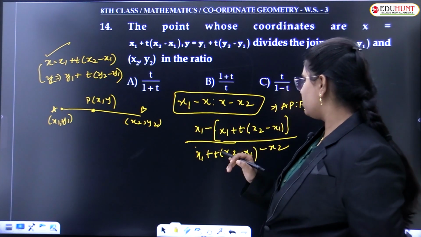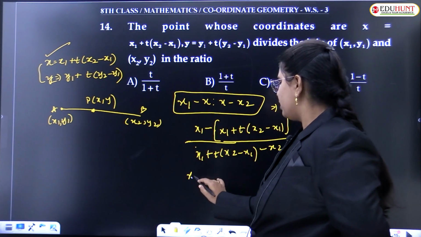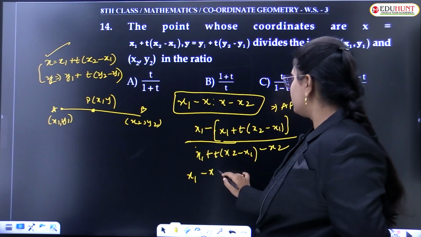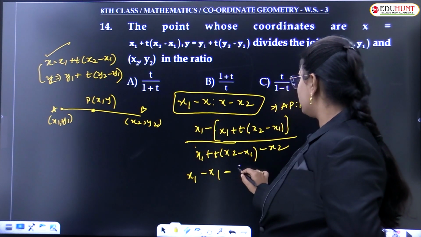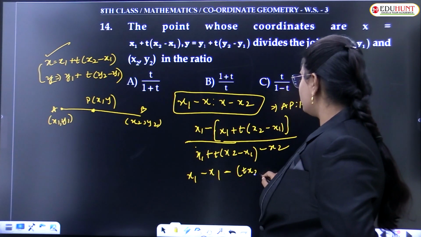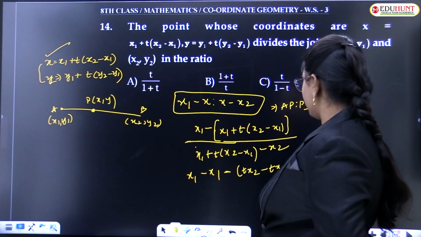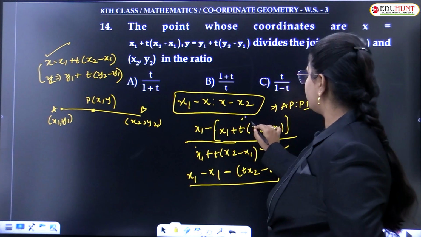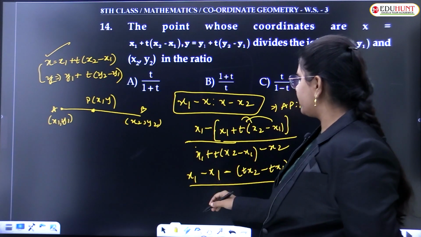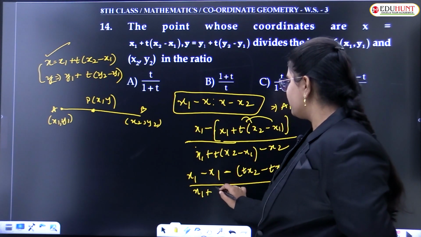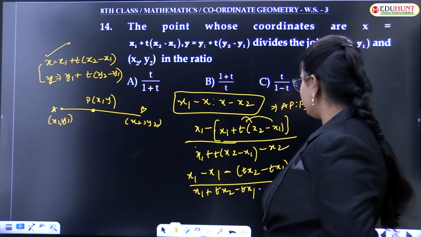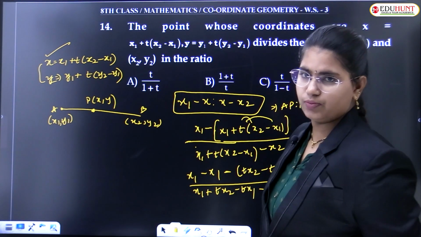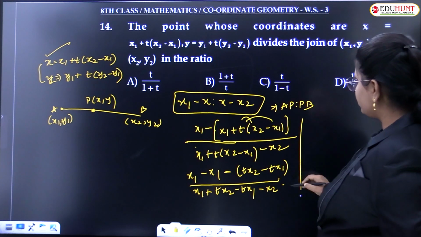So simplify it. x1 minus x1, multiply with it. So this will be plus into minus, minus, right? tx2 minus tx1. I am multiplying with t to eliminate the bracket. Next, x1 plus tx2 minus tx1, and this is as usual minus x2, right? So what am I going to do in the next step?